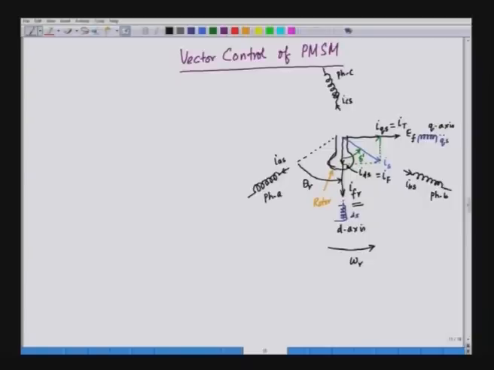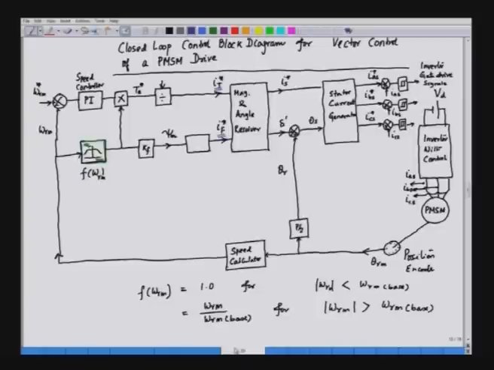So, what we need to do is transform I t and I f, these two currents, where I t is the torque component of current and I f is the flux component of current, into I a s, I b s and I c s, and for this we need a transformation. The transformation will involve theta r, because this reference frame is rotating at omega r, and theta r is the angle here. So, when we transform this I f and I t into I a, I b and I c, we need the angle theta r.